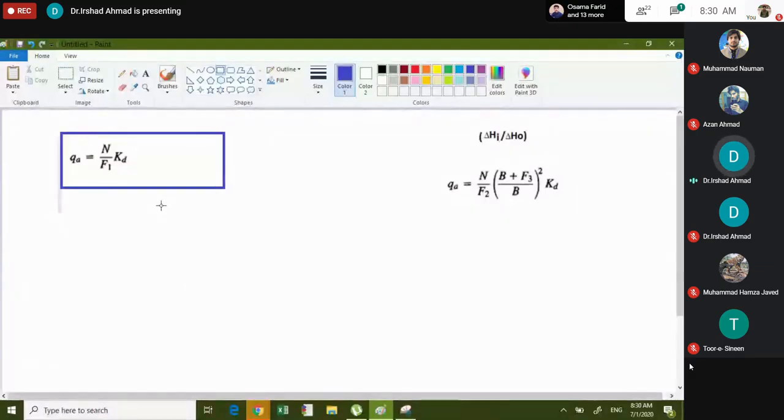Very simple equation. This is QA, the allowable bearing capacity, for 25 mm settlement. If you find QA from this equation, it is based on 25 mm of settlement. If you apply a pressure equal to QA on the foundation, it would settle by 25 mm.